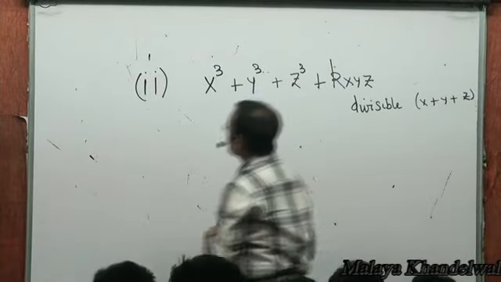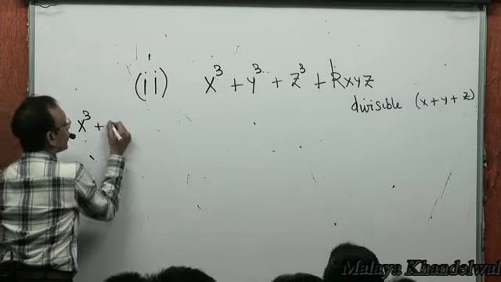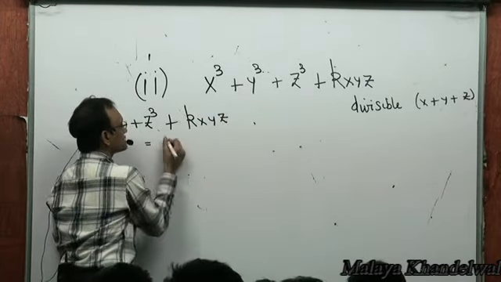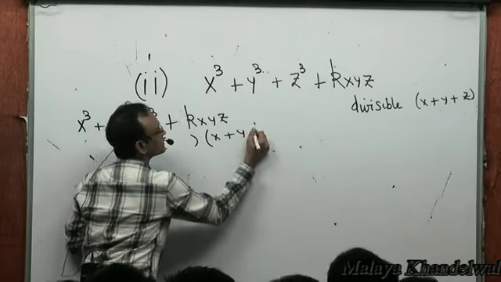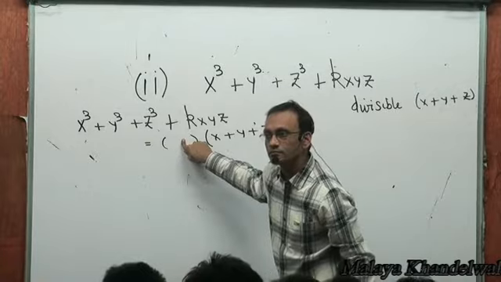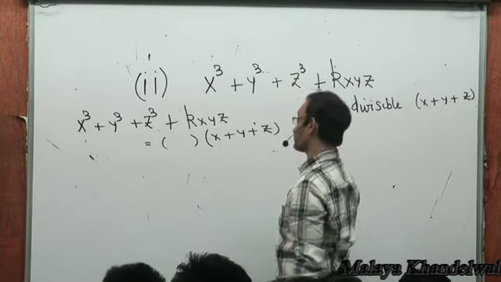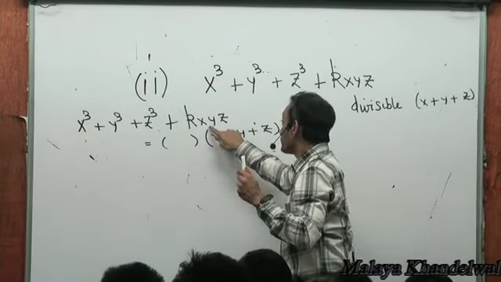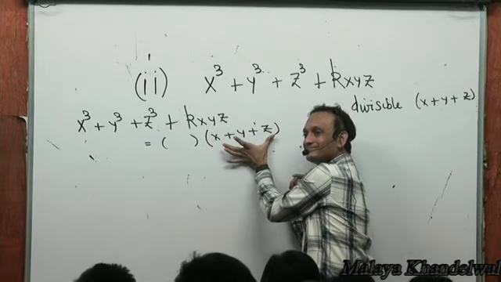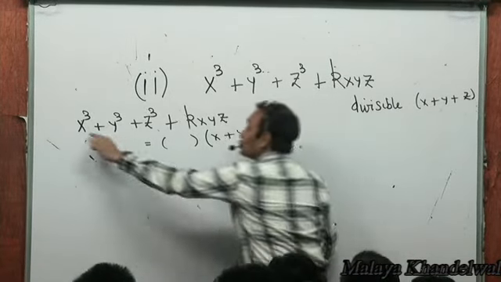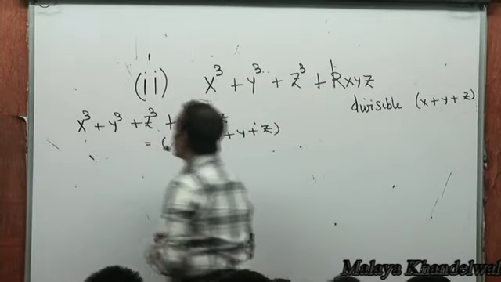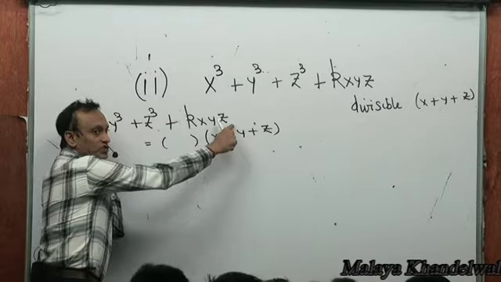That means we want to find the condition so that x cube plus y cube plus z cube plus k times xyz could be written as some polynomial in x, y, z into x plus y plus z. That means this equal to this will be an identity, where this is another polynomial in x, y, z. That's when this is said to be divisible by x plus y plus z. Now, this is an identity, which means this should become 0 when x plus y plus z is 0. That's necessary and sufficient. So I want to find the values of k for which this becomes 0 when x plus y plus z is 0.